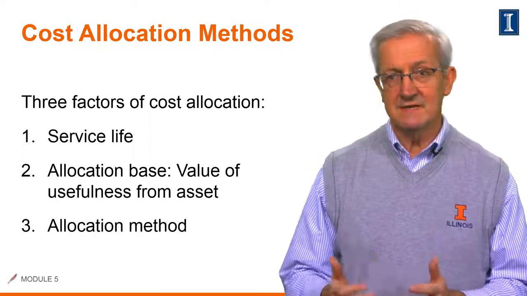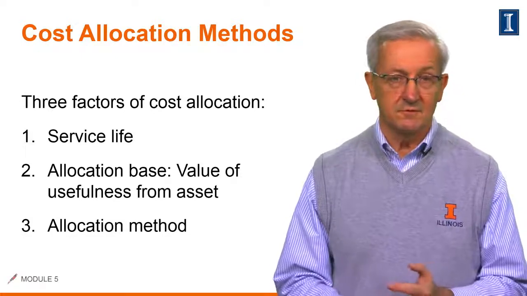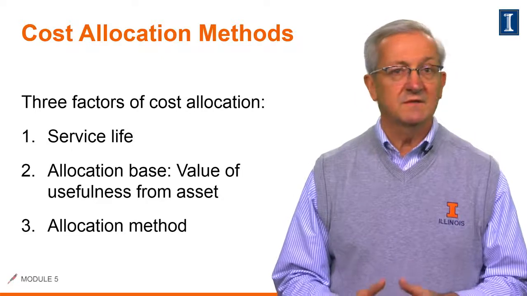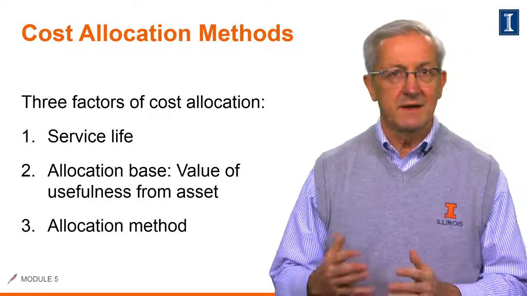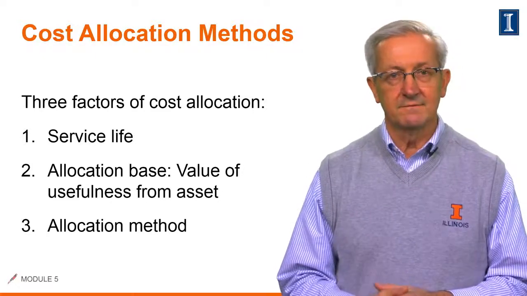So there are basically three key factors in our cost allocation of our long-lived assets. First, we have our service life or useful life. It's basically the length of time that the asset will provide benefits to our company. Typically, though, it's less than the asset's physical life.